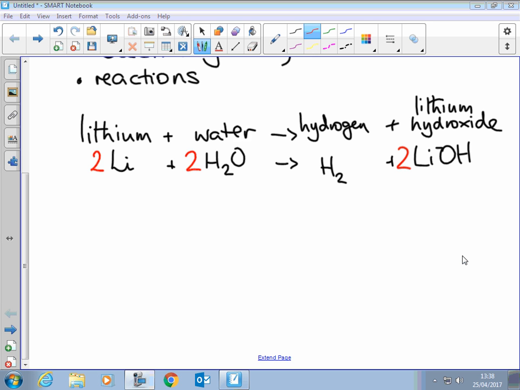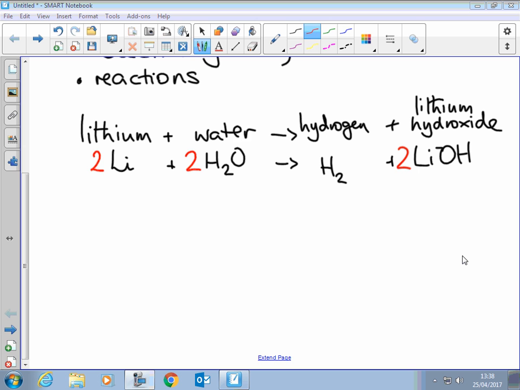The water, we know, is a molecule, and it's a covalently bonded molecule. Again, no charges. On the other side, we've got a hydrogen molecule, no charges, and lithium hydroxide. Now, because we're working in water, that's going to be dissolved. So what form is the lithium hydroxide going to be in? Well, it is aqueous, which means what about the lithium hydroxide? Ions, yeah.